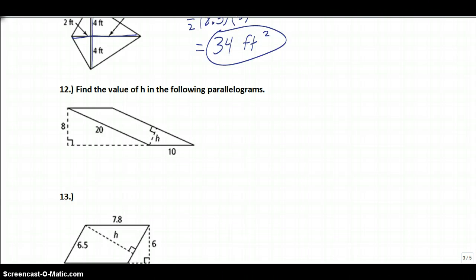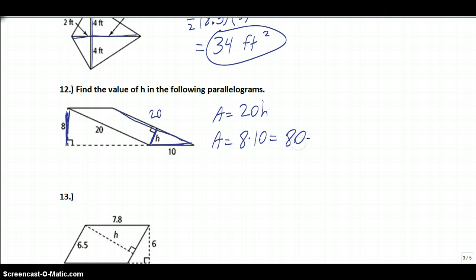So, find the value of h in the following parallelograms. Okay. Well, h is this segment here, and it happens to be perpendicular to this side here, which happens to be 20, right? So I think we could all agree area is base times height, which would be 20h. But wait a minute. Here's another height, and this time it's perpendicular to the 10 side. So isn't the area also 8 times 10, which would be 80?